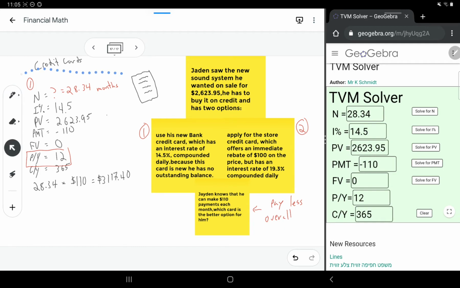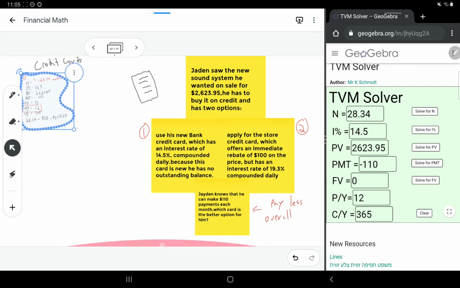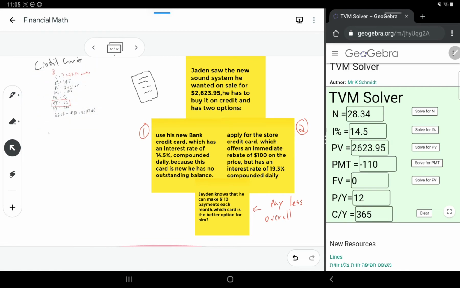So I'm just going to shrink this for now, just to get out of our way. So we can still see the number, but it's out of our way. And now we'll do card 2 so that we can compare it.